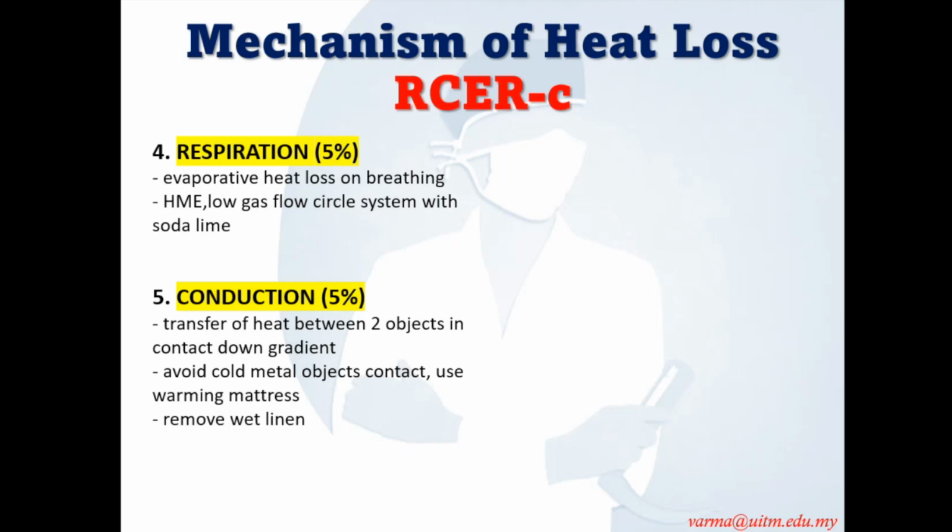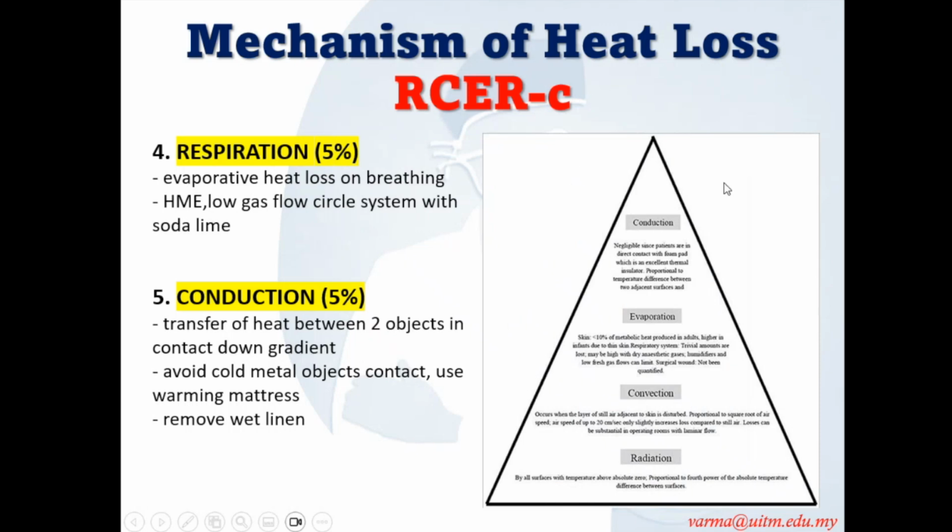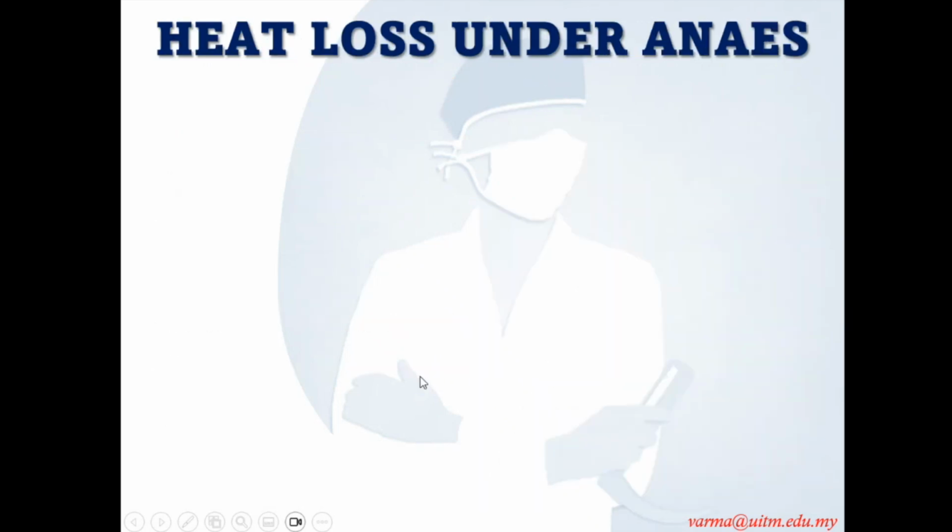So this is the pyramid where we know radiation, conduction, evaporation, and finally convection and respiration come here. Okay, this is the pyramid. The highest is radiation, 40, 30, 20, finally convection, respiration, 5%. You should be able to mention the mechanisms of heat loss and a few methods to prevent it. Okay, that is what is important.